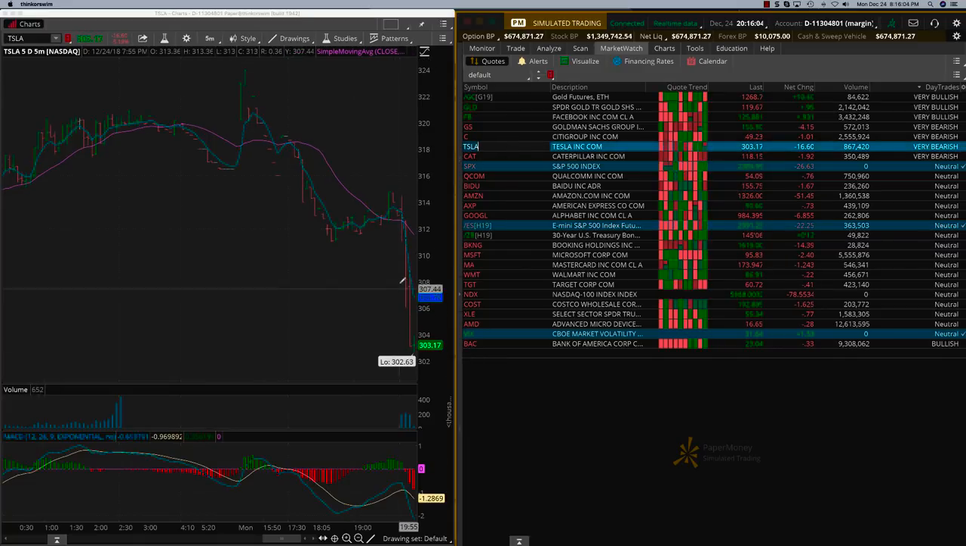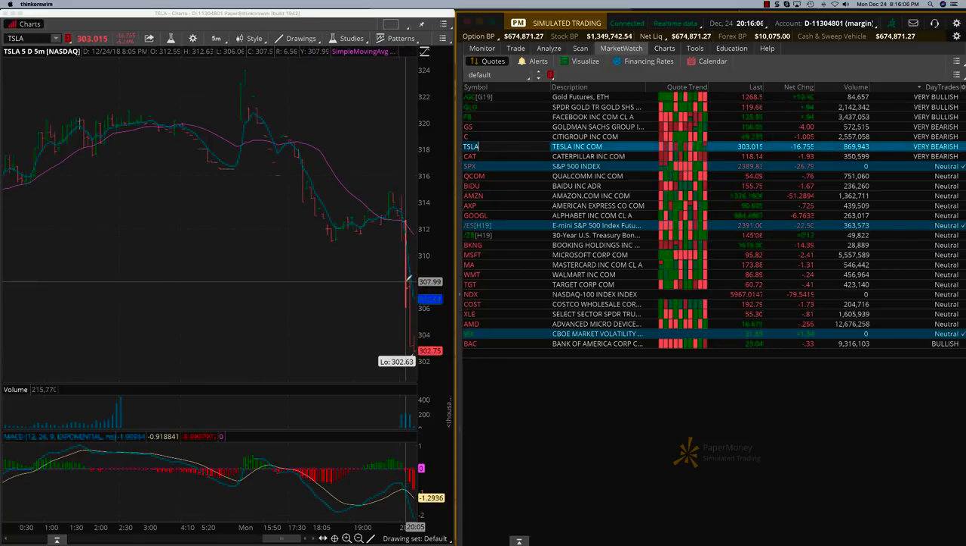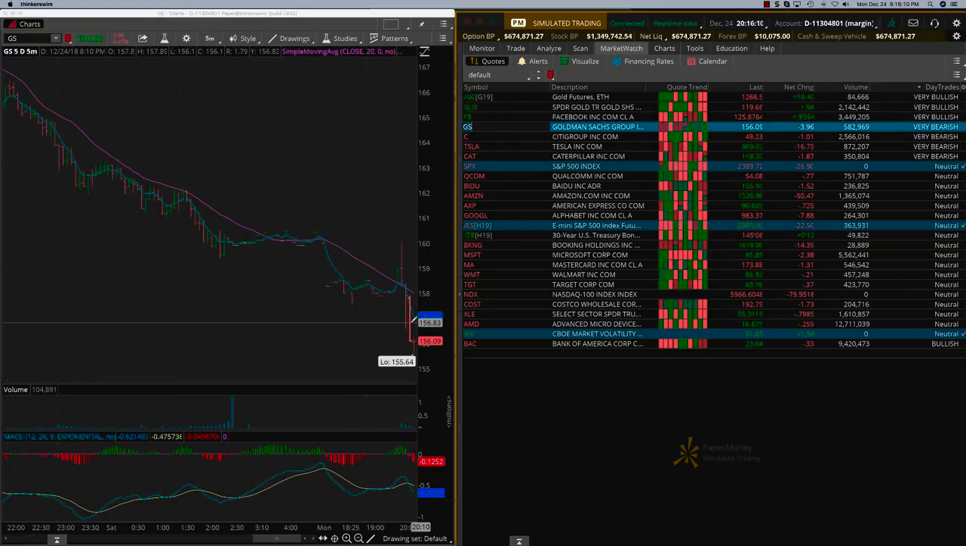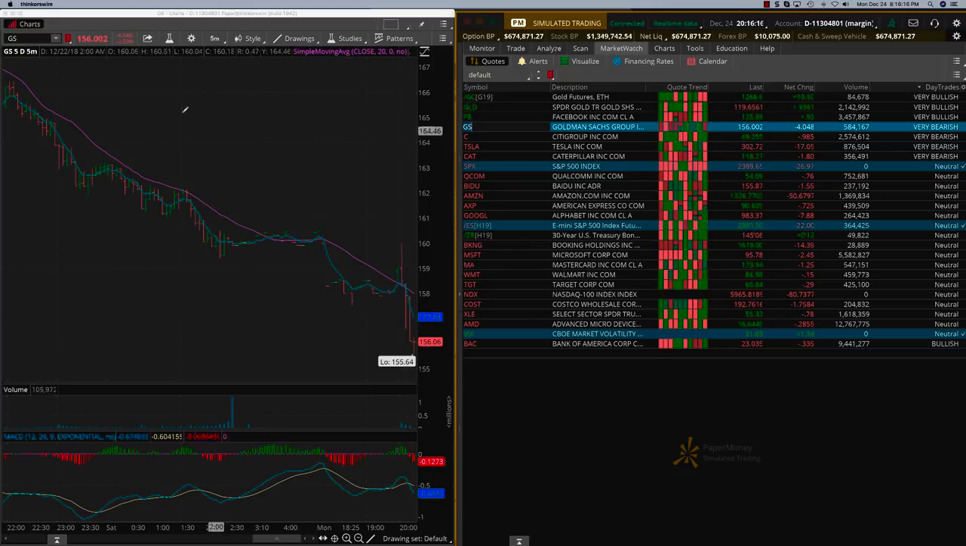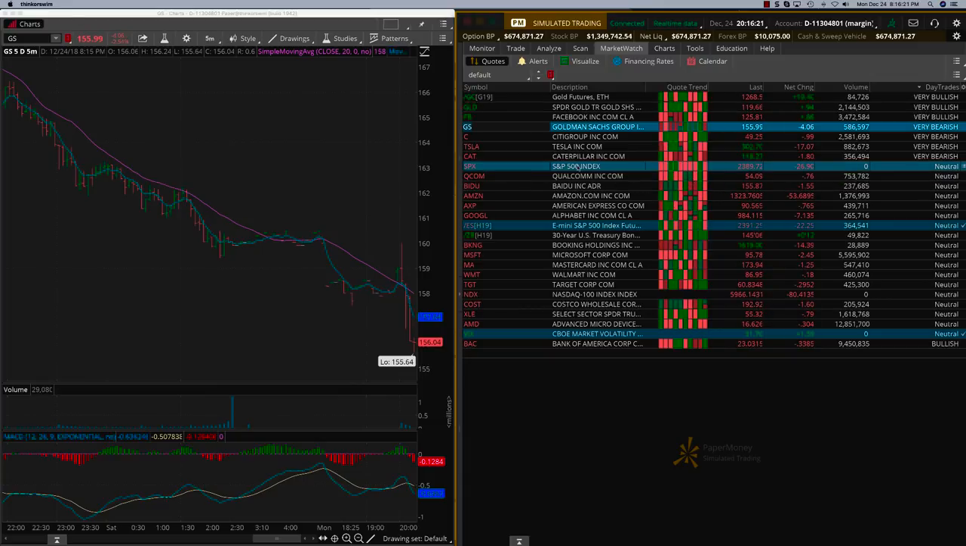If you looked at Tesla, we could have gotten a put option trade right there and taken it down. Similarly with Goldman Sachs, if you look at the first couple of bars, they are right here. And right now Goldman is at 156, so it's down about $4. But we could have caught it much earlier. So this is how these signals are working.